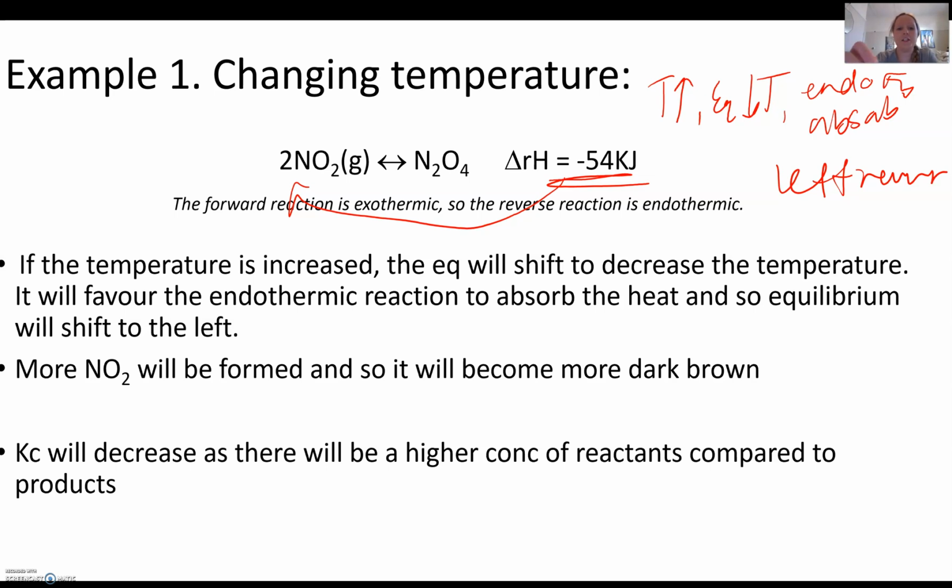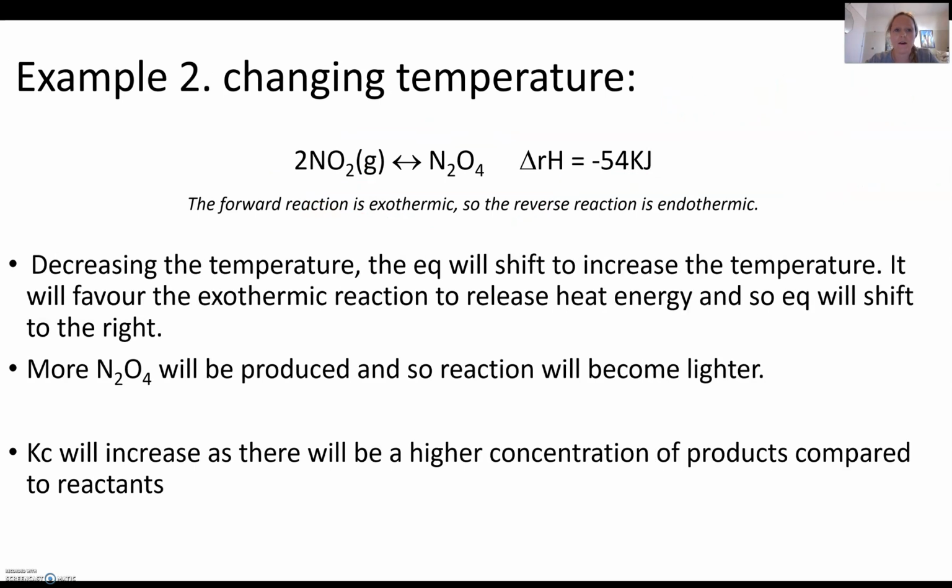And if we were referring to colour, you'll remember that this is brown and this is colourless, so you're going to make more brown, which means that the solution would become more dark brown if they asked that. Okay, now let's do it again.